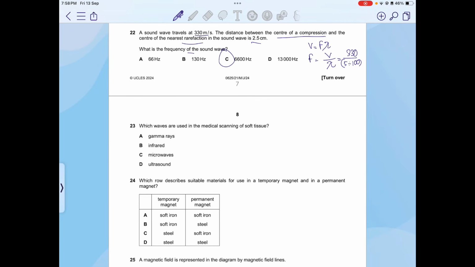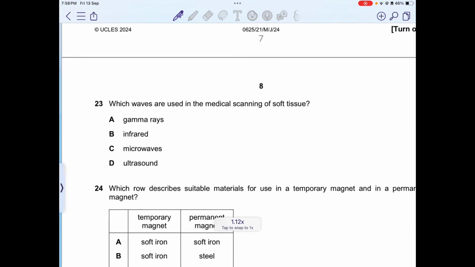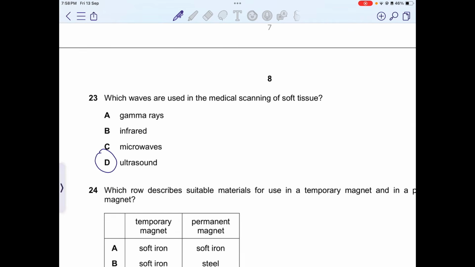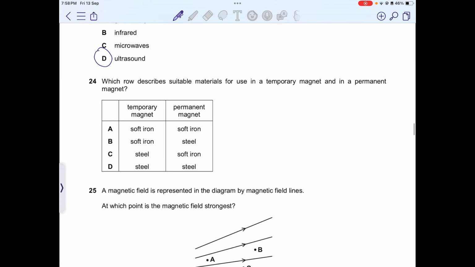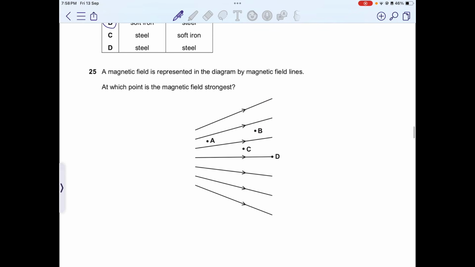Moving on, which waves are used in the medical scanning of soft tissue? That's basically ultrasound waves. Which will describe suitable materials for use in a temporary magnet and a permanent magnet? In a temporary magnet, you should use a soft magnetic material, so just soft iron. But for a permanent magnet, you want to retain its magnetism, so you should use steel, because that's a hard magnetic material. 24B.